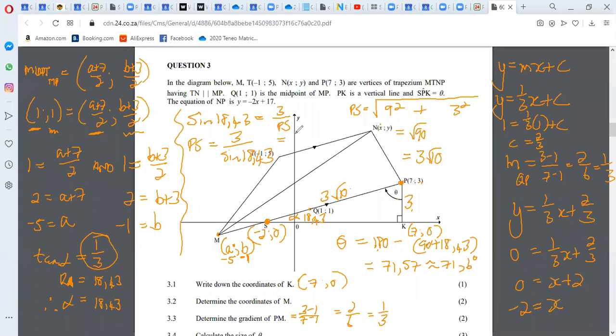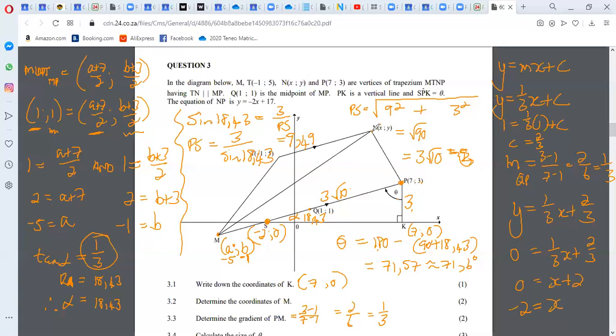9.49. Oh yeah, that makes sense. And then work out 3 root 10 for me as a decimal and see if it's similar, and it is. Yes, ma'am. All right, so it's more or less the same. Okay, so that was a different way you could have done it.